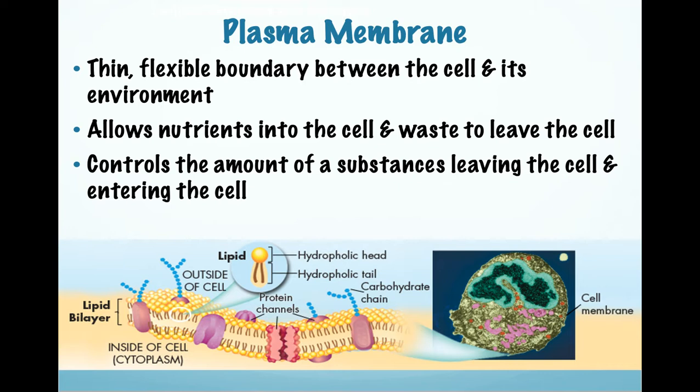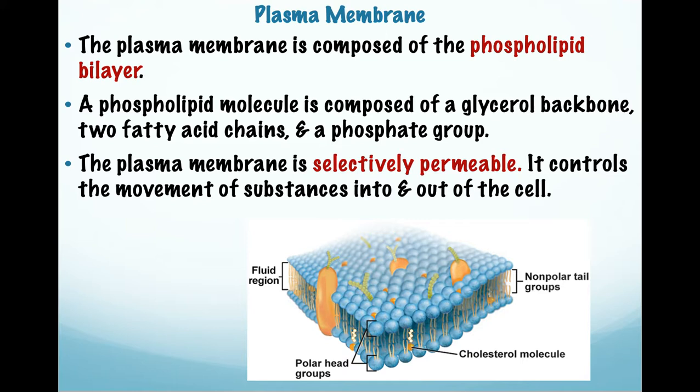Your plasma membrane is another word for a cell membrane. It is flexible. It is made up of different parts and pieces. It allows nutrients to enter the cell, and it allows waste to exit the cell. It controls the amount of things entering and leaving a cell. It is flexible. Kind of think of comparing it to a plastic baggie. It holds stuff inside. It is flexible enough, though, that it moves. It is made up of a bunch of parts and pieces.